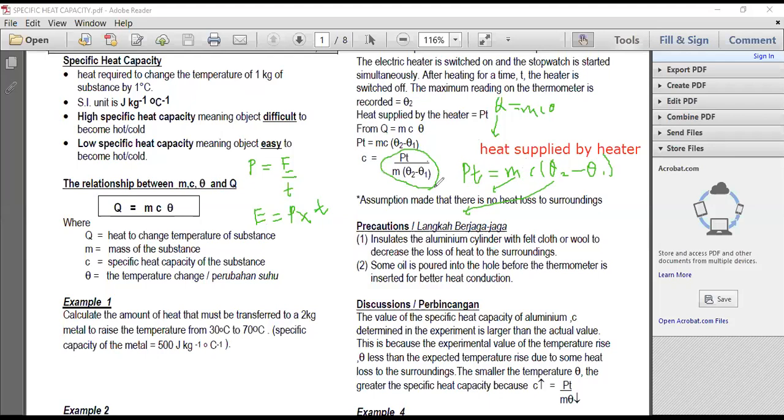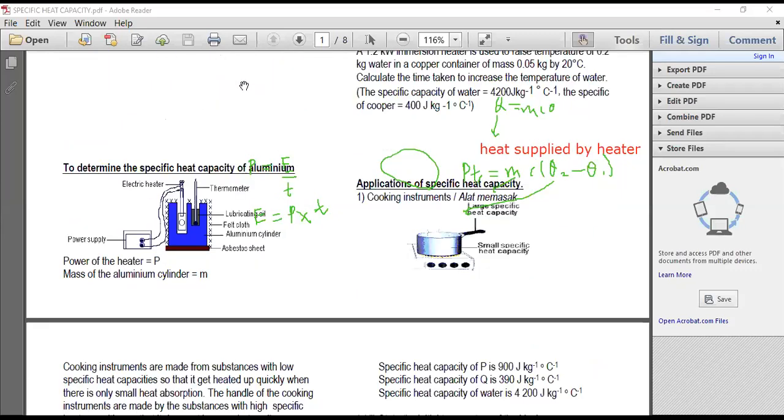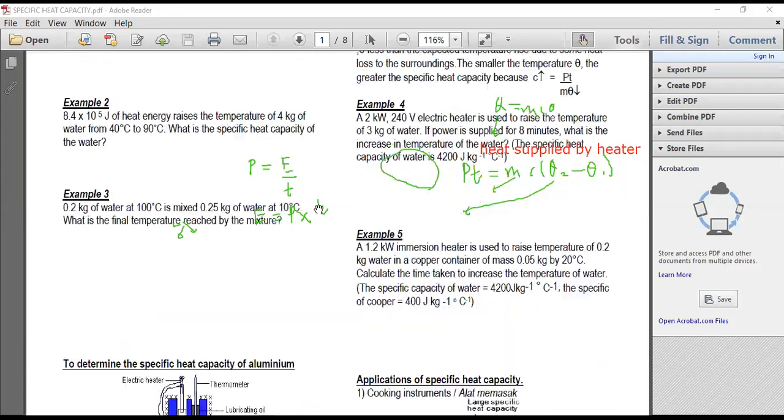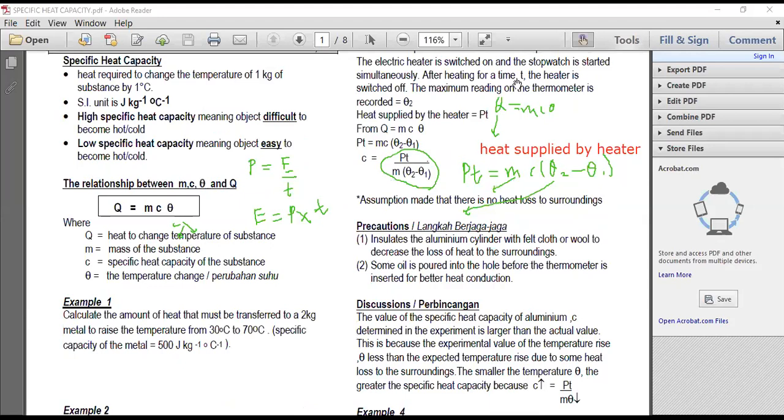When you use this formula, there is an assumption that you need to apply here. We assume that there is no heat loss to the surroundings. That means all the heat from the heater is absorbed by the aluminium block. So no heat loss to the surroundings. That is our assumption, the first one.